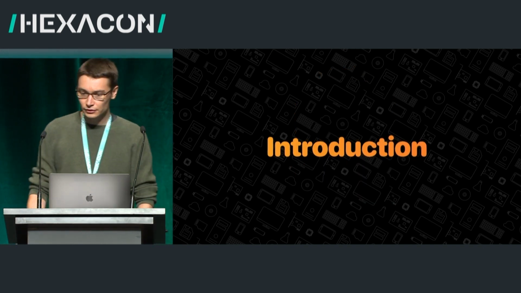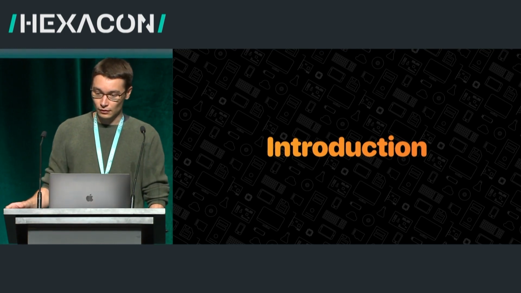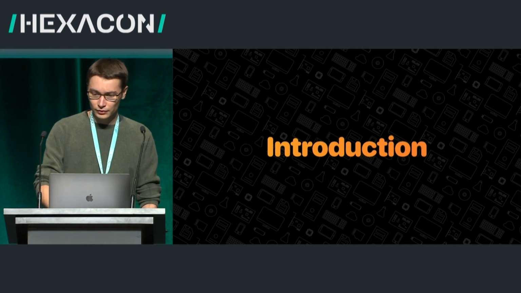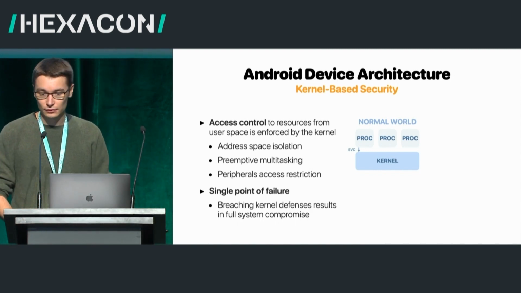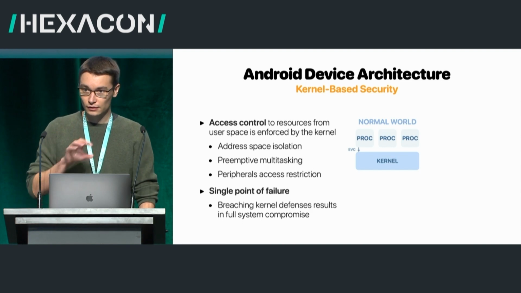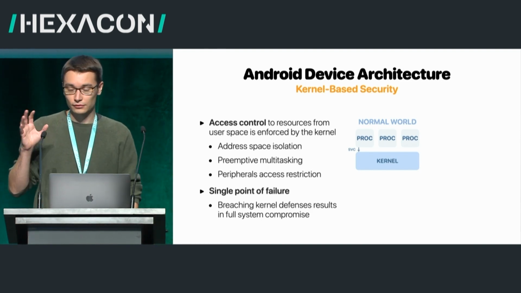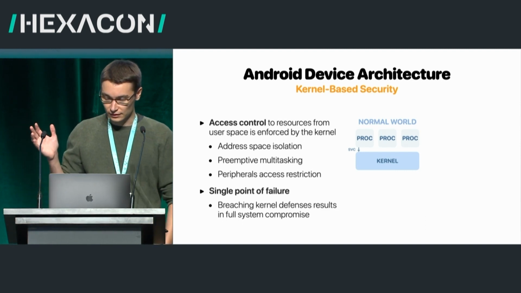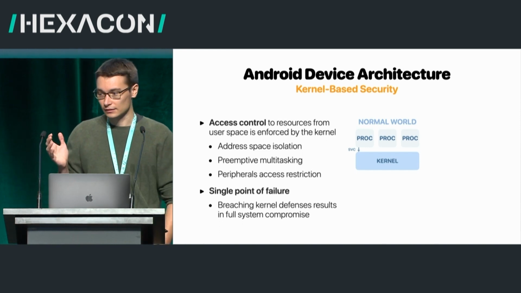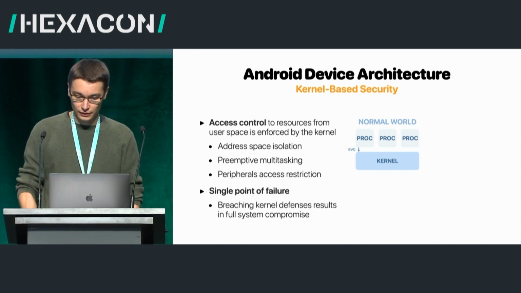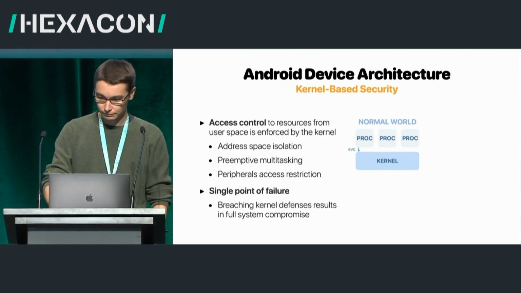So as an introduction, let's see how the Android device architecture has evolved over the years from a security standpoint. In the early days of Android, the kernel was solely responsible for controlling access from user space to the device resources. And for that, it used address space isolation or preemptive multitasking. But the obvious issue with that security model is that the kernel becomes a single point of failure. So if its defenses are breached, then the whole platform is compromised.